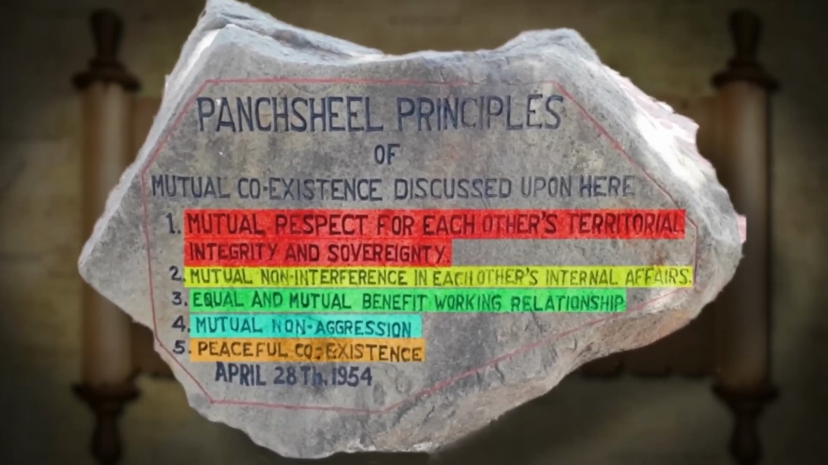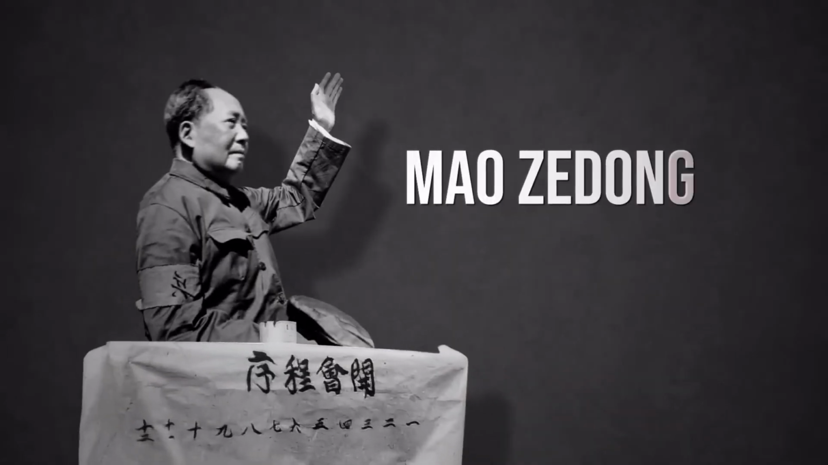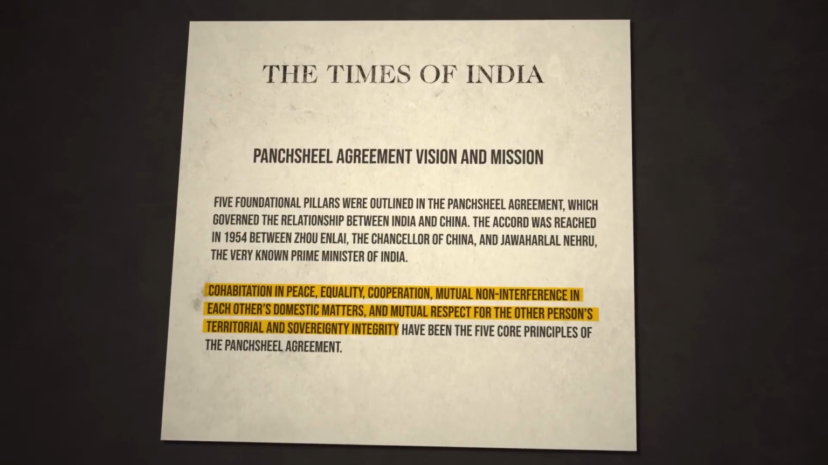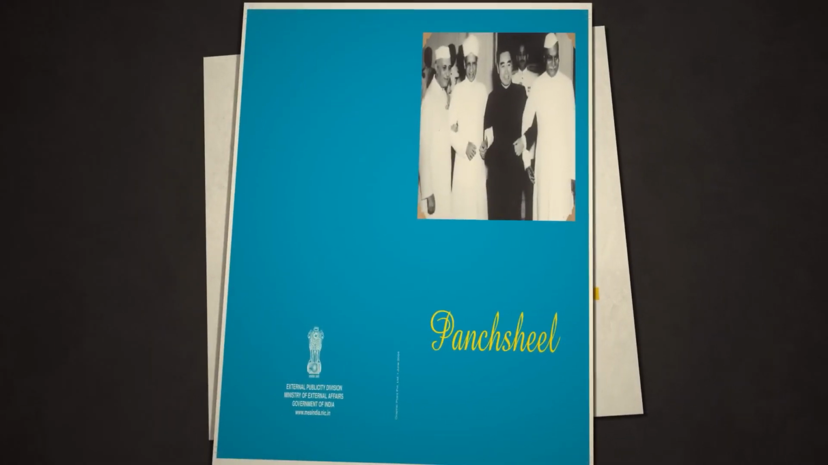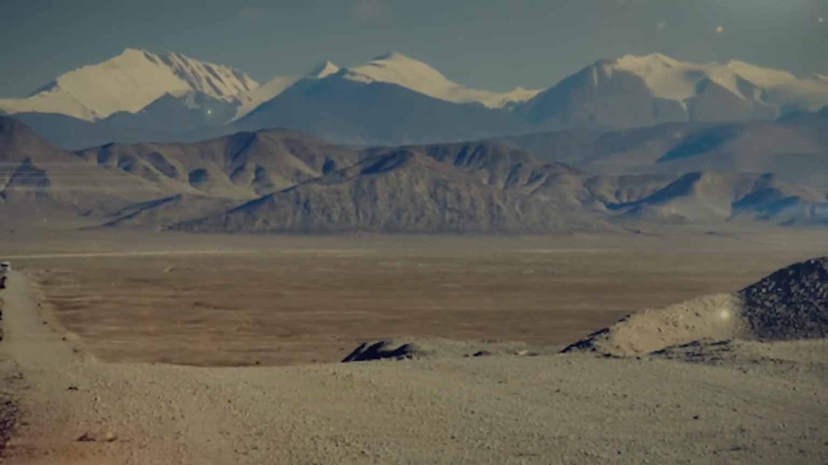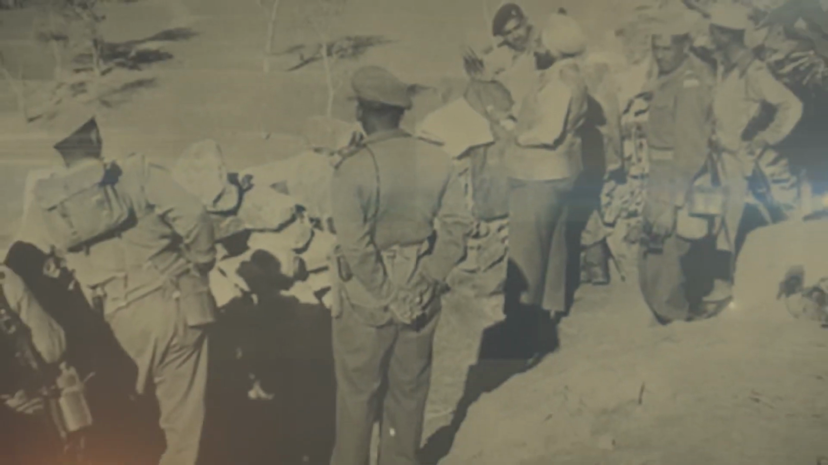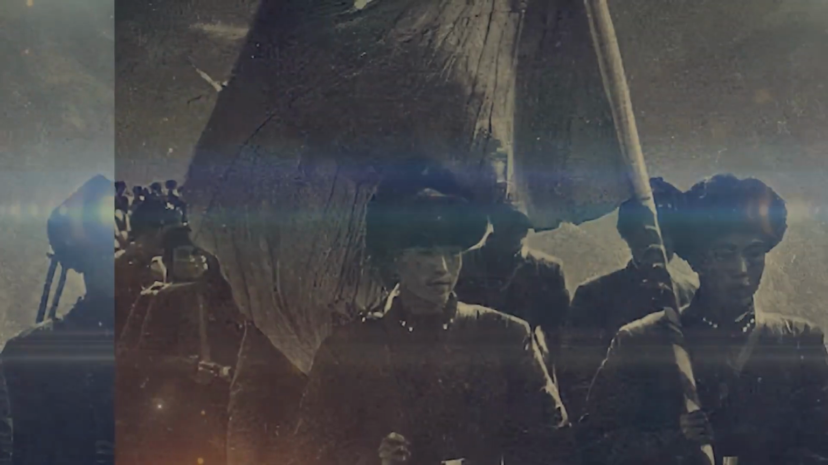Everything seemed peaceful on the surface, but a major problem was brewing in the background. In 1950, Mao Zedong invaded Tibet. India was against this, but couldn't do much. By 1954, when Nehru signed the peace agreement with China, he compromised on Tibet, believing it was the practical thing to do because India had bigger geopolitical concerns.